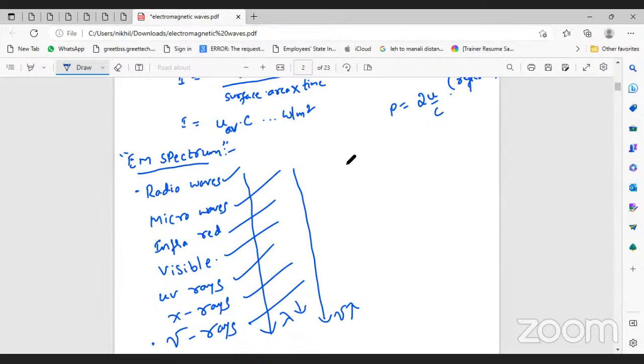Got it? So these are the concepts in the case of the electromagnetic spectrum. If you have any doubt related to this, you can ask, or we can take up questions based on these electromagnetic waves. It's a very small chapter, students, but you can expect one question.